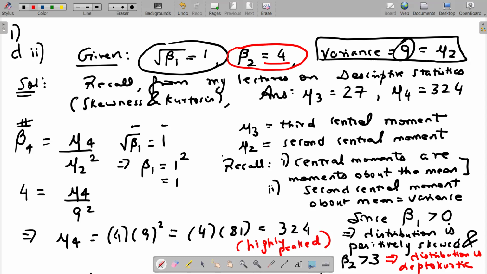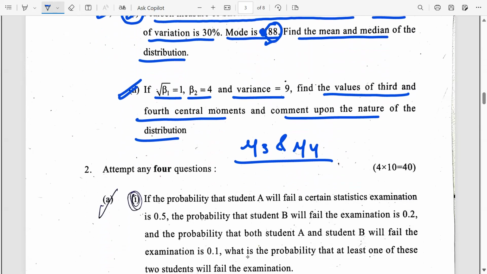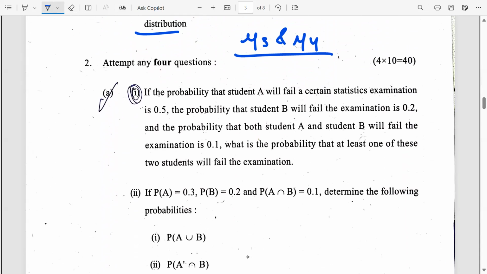Okay, so with this, we are done with question D, part 2 as well. We are finally done with question number 1. It had parts A, B, C, and D, and we have solved all of them. In the next lecture, I'm going to start from the discussion of question number 2.